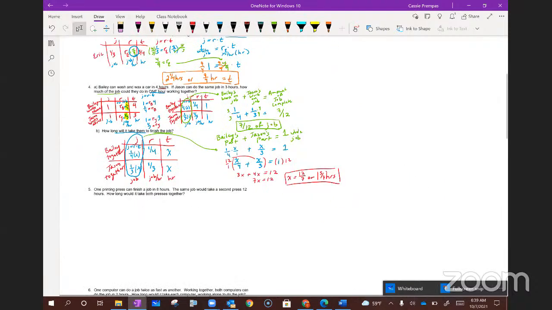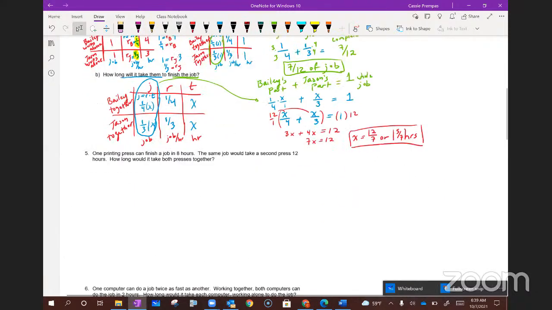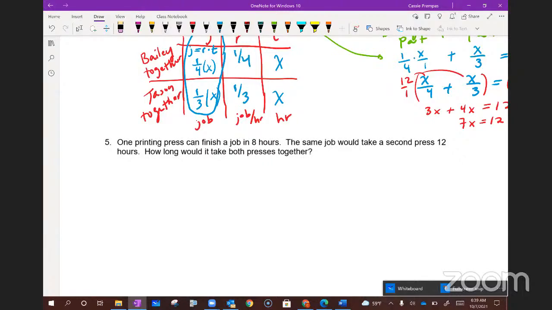Number 5, one printing press can finish the job in 8 hours. The same job would take a second press 12 hours. How long would it take both presses together? Okay, we have two things going on. We have printing presses that can complete jobs by themselves. So let's look at one chart for working alone. And then it talks about them working together. So then we'll create another chart for working together.